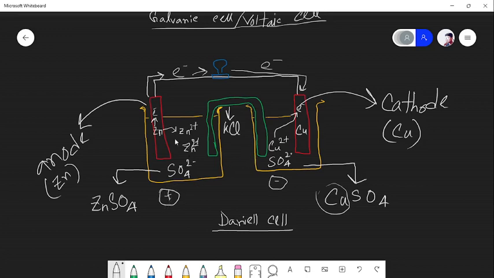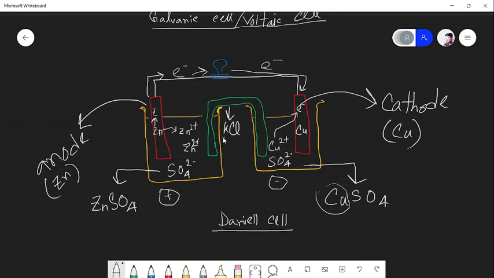Now, when this happens, an imbalance is created in both of these solutions. And because of the imbalance, the zinc faces an obstacle to come to this solution. And if zinc does not come to this solution, electricity won't pass. And the same thing happens here, since the number of sulfate ions increased in this solution, it does not let copper go to the cathode. It attracts it towards itself.